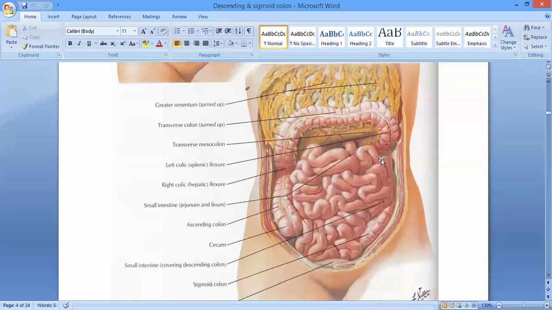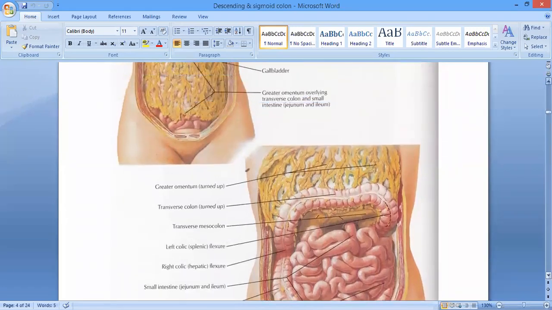Of course, children, you can see what is lying in front here. Just in close proximity to it are coils of small intestine. Coils of small intestine, right? After that, what has been reflected from here? The greater omentum. And what lies anterior to the greater omentum? The anterior abdominal wall. You can see?